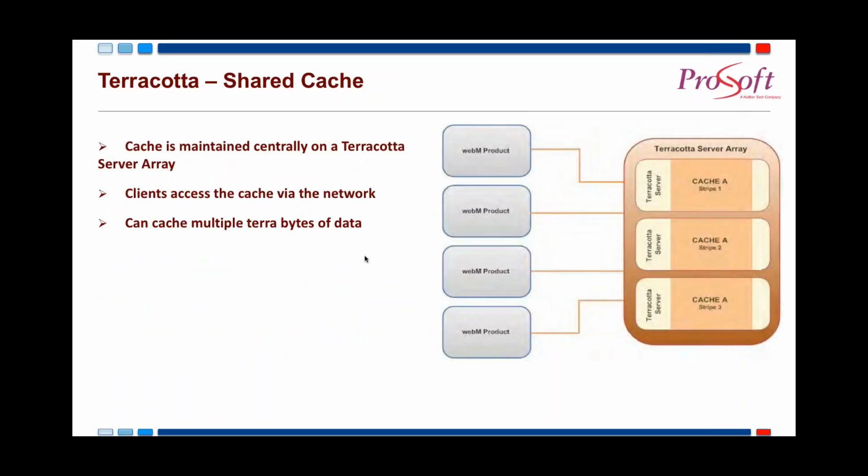And the Terracotta cache can be shared across multiple webMethods products, in that case, any Java-based application servers or Java-based products. And clients access the cache via the network, and the data is in the order of terabytes, not gigabytes like in the traditional use of memory.